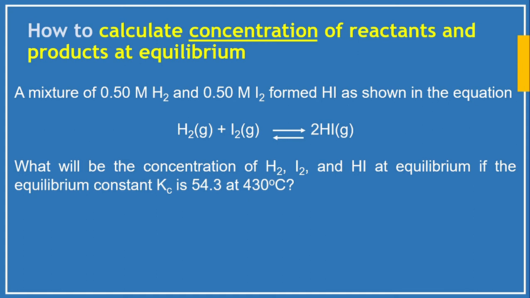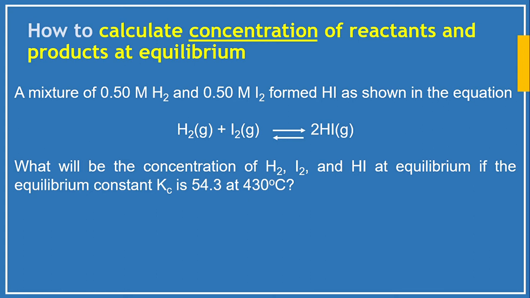Now, let's say you are given a certain amount of reactants before a reaction. Okay? Paghahaluin mo yung mga reactants, and then gusto mong malaman ano yung magiging concentration ng reactants and products after at equilibrium. Okay? So, a mixture of 0.50 molar H2 and 0.50 molar of I2 formed HI, or hydrogen iodide, as shown in the equation. What will be the concentration of H2, I2, and HI at equilibrium if the equilibrium constant Kc is 54.3 at 430 degrees Celsius.